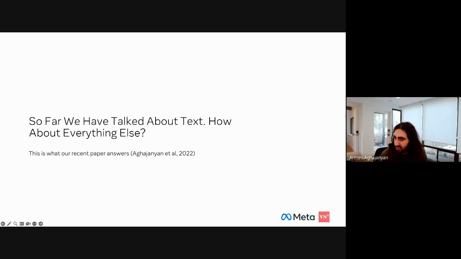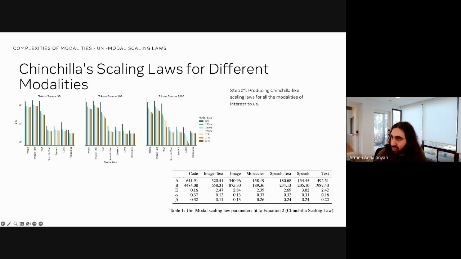Yeah, so I guess I can keep going here. The very first thing that we did was use up a ton of compute to produce Chinchilla-like scaling laws for all of the modalities that were of interest to us. So we picked 7: modeling unconditional images and then conditional image generation, which you can think of as pretty much like DALL-E; pure text; speech and text, which you can think of as doing TTS or ASR; unconditional speech; code; and then molecules, which are just in the SMILES format.